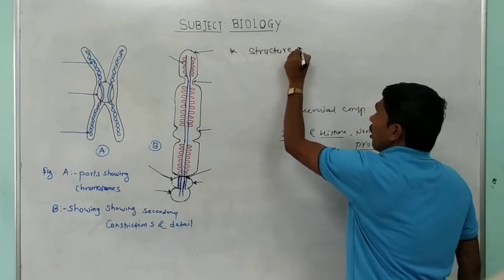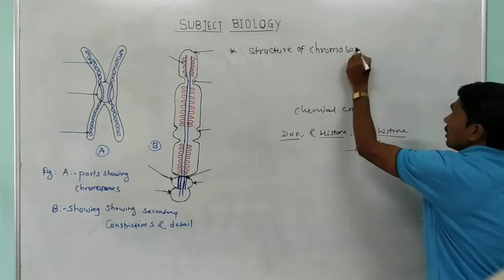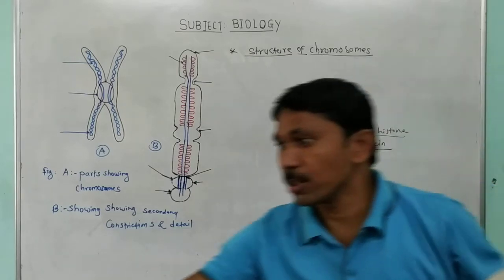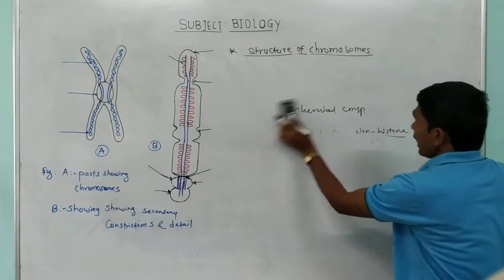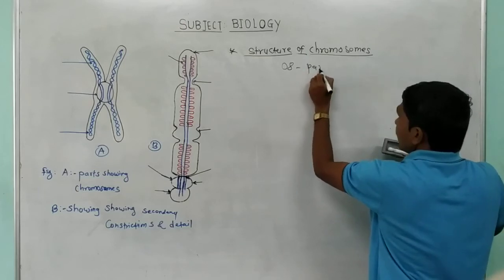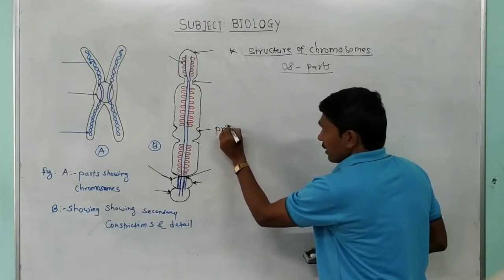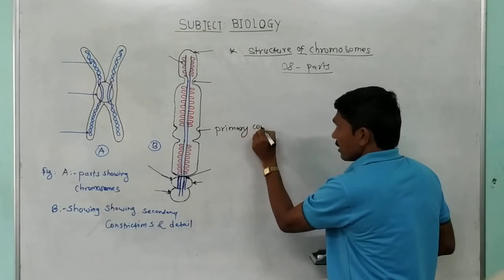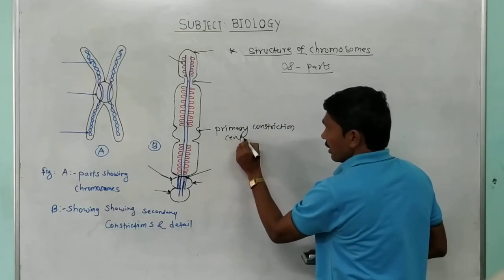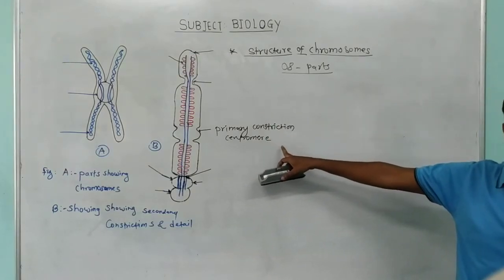Structure of a chromosome. In this structure, the chromosome consists of 8 parts. For example, primary constriction, which is also called the centromere.